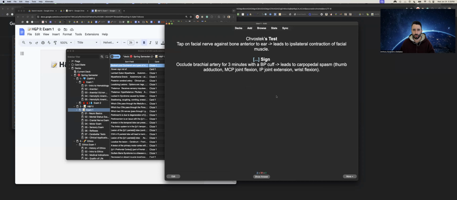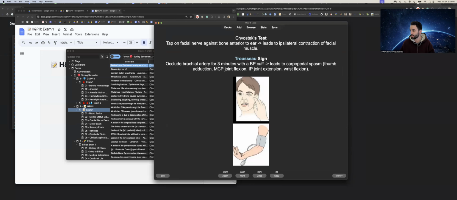Chvostek. All right, blank sign. Occlude the brachial artery for 3 minutes. This is Trousseau's sign. This is our Italian, right? So Trousseau. The hand kind of curls up like this. I think this is also for hypocalcemia. Let me just look that up real quick. Yeah, I think those are forms of tetany. Hypocalcemia, I think, is the big one, which is from hypoparathyroidism, hypomagnesemia, and then the hyperventilation we kind of talked about with respiratory alkalosis.